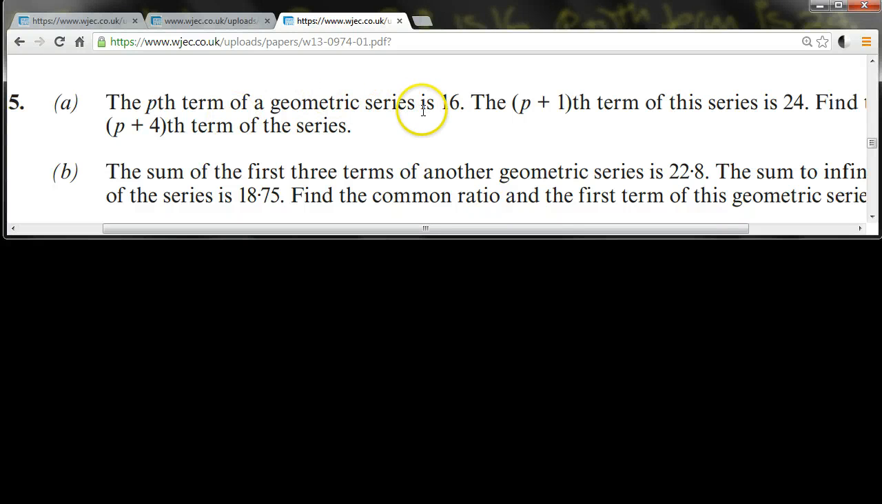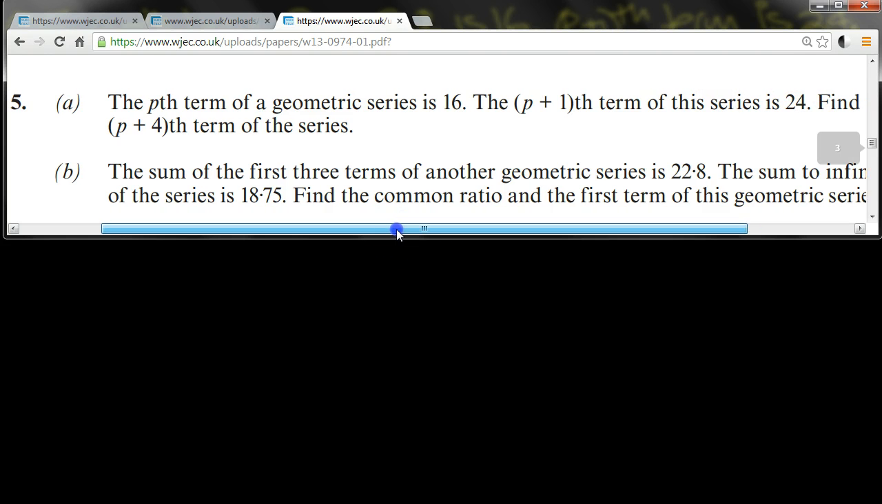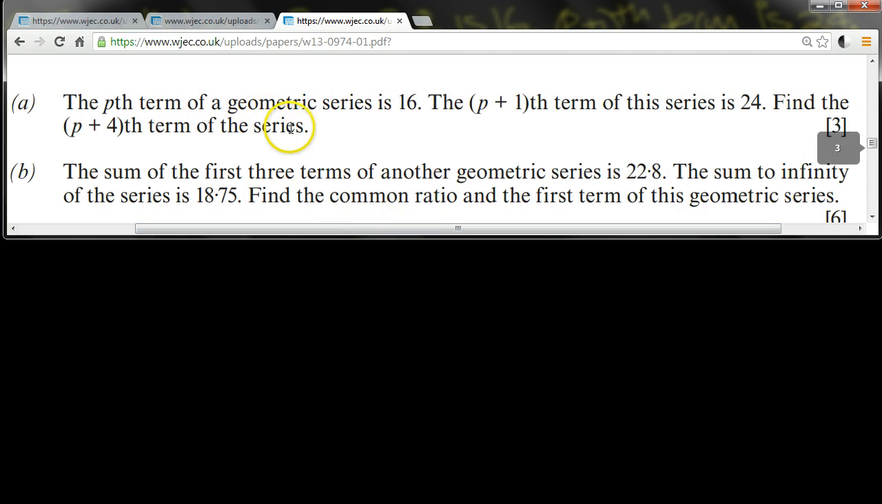The pth term of a geometric series is 16. The p plus 1th term of this series is 24. Find the p plus 4th term of the series. The sum of the first three terms of another geometric series is 22.8. The sum to infinity of the series is 18.75. Find the common ratio and the first term of this geometric series.